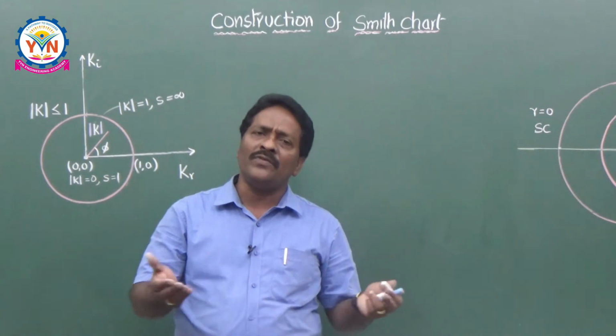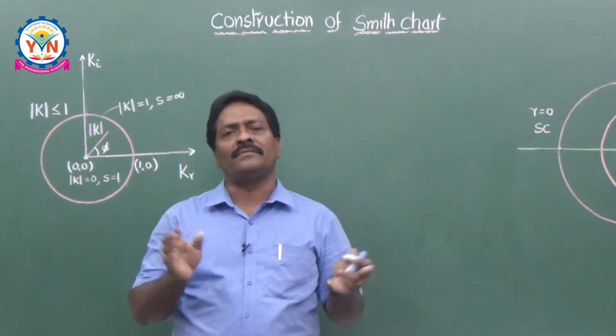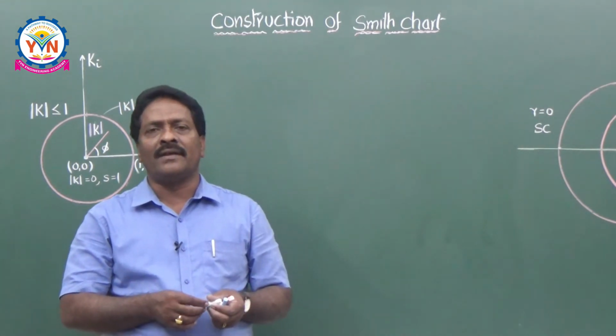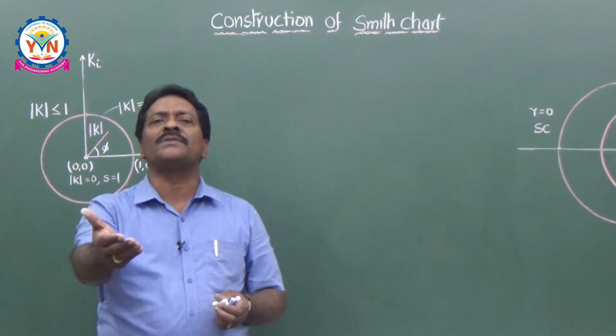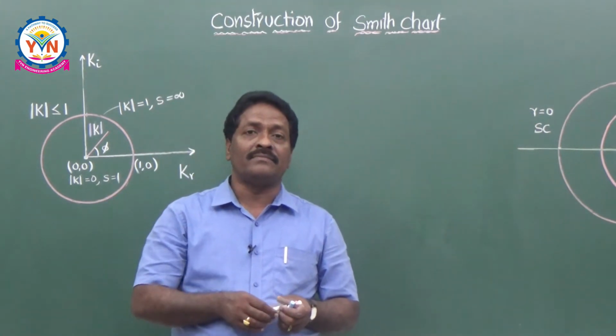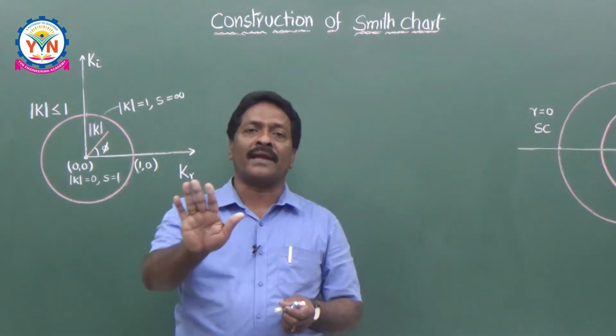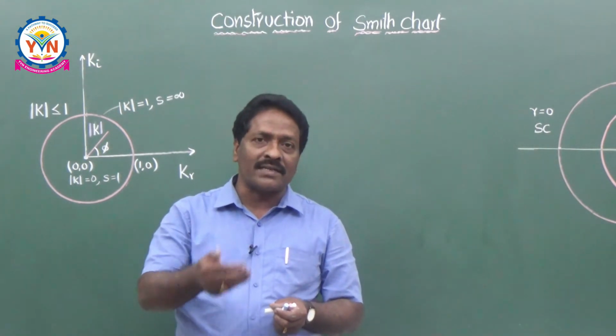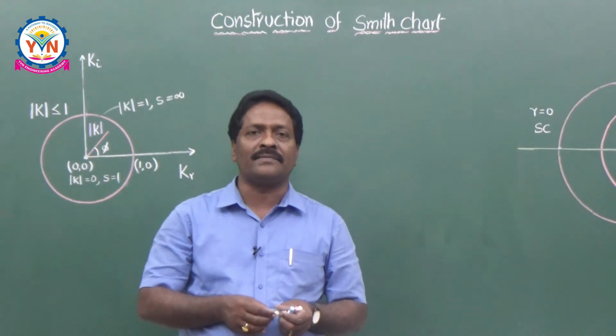So, what is the use of these Smith charts? Very simple. Without using calculators and computers, happily you can estimate all the transmission line parameters. Even a layman can do this, but it requires some practice. So, basically what is the Smith chart? How to construct it? I would like to explain in this class.